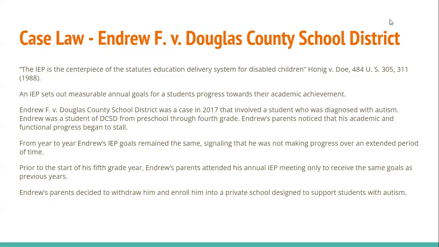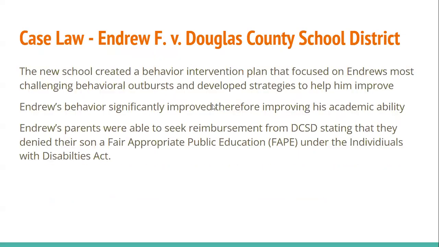Andrew's parents decided to withdraw him from the public school and enroll him into a private school designed to support students with autism. The new school created a behavior intervention plan that focused on Andrew's most challenging behavioral outbursts and developed strategies to help him improve. Andrew's behavior significantly improved, therefore improving his academics. Andrew's parents were able to seek reimbursement from the public school district, stating that their district denied their son a free appropriate public education under the IDEA.